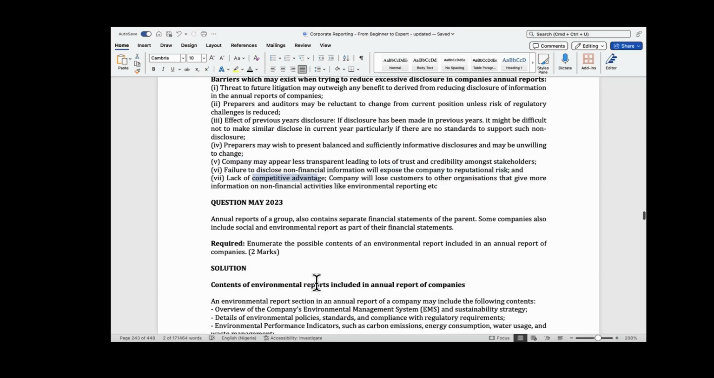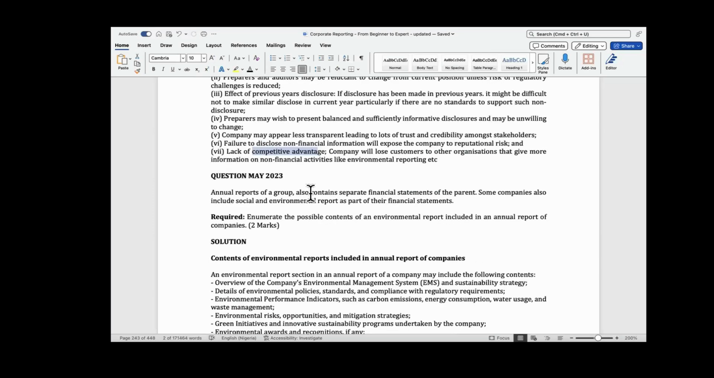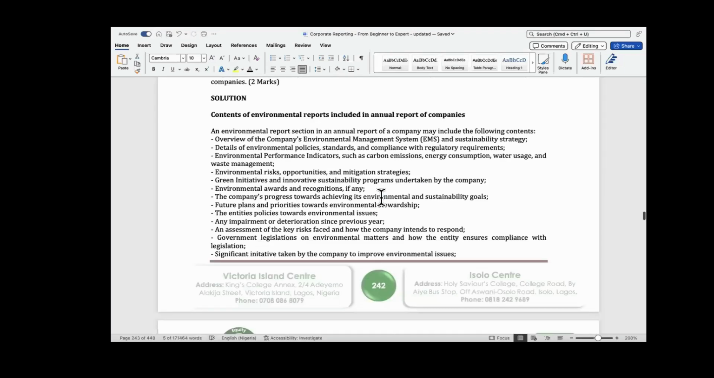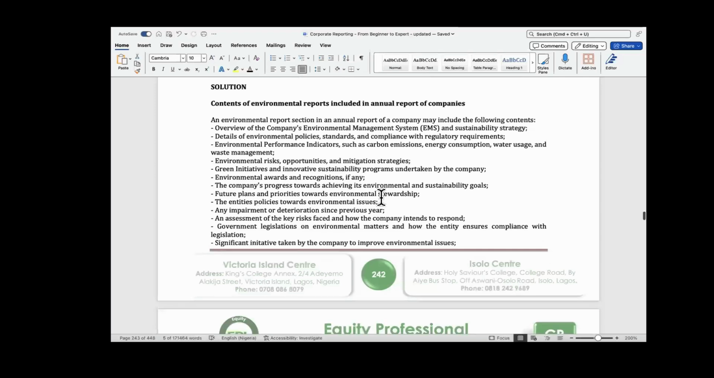Also, last diet, and some other diets, they asked about the content of an environmental report. This is similar to the content of a sustainability report. When you look at this content, it's all about what the company has done for the environment, what they are doing.